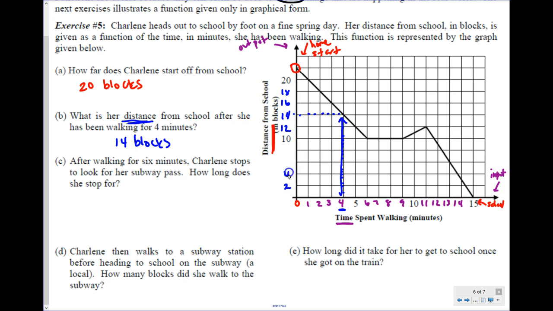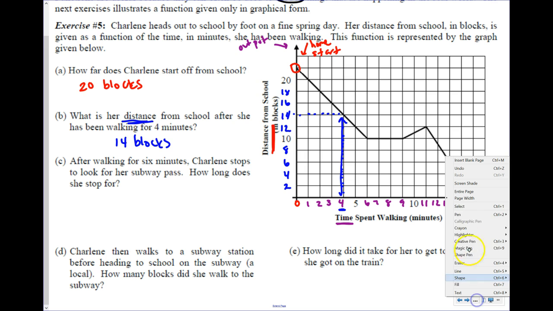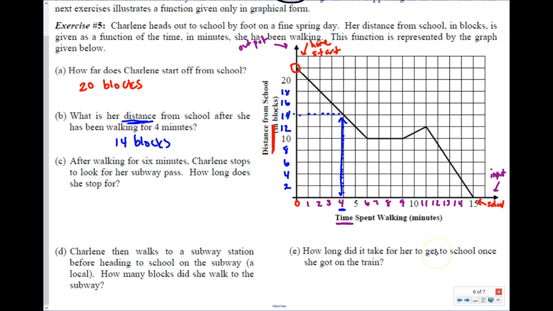So notice that this is kind of tricky because these are going up by 2's and the bottom's going up by 1's. You have to pay very, very close attention to your grid. Okay? Letter C says, after walking for 6 minutes, Charlene stops to look for her subway pass. So I'm going to go to 6 minutes right here and go up. Here is where she stops, and I can tell she stops because look at this line right here. A flat line means that this on the left is not changing. It's staying at what value? It's staying at 10. So she stays at 10 for how long? From here to here. From 6 to 9, she stopped.